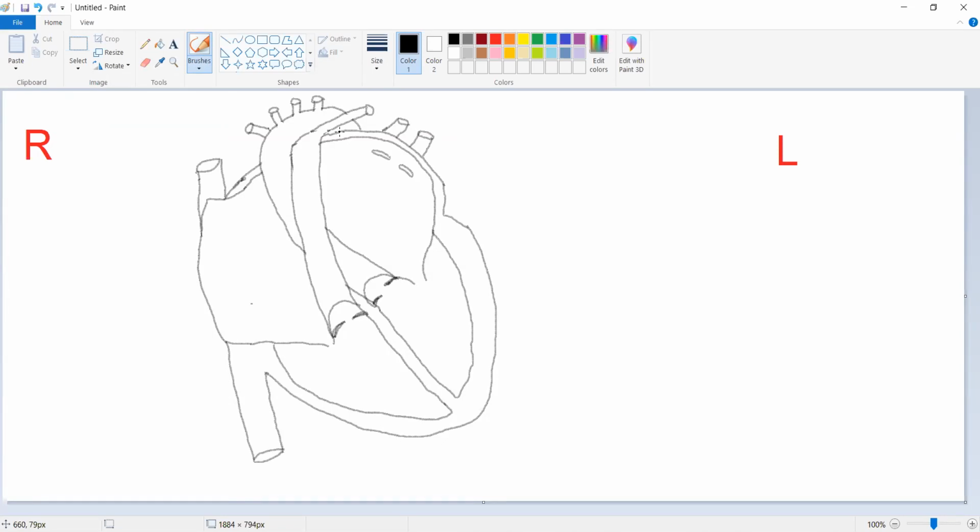Next, maybe we do a bit of labeling. Okay, let us draw the connecting lines first. Yeah, we fill in the labels later. Okay.